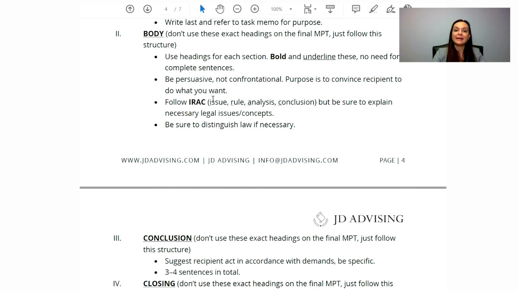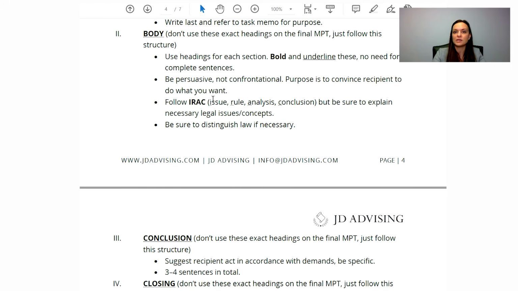Remember that you're writing a demand letter, so your tone matters. Much like with the persuasive brief, your job is to be just that, persuasive. You're trying to convince the reader to do what you want. For instance, in a brief, you're trying to convince the judge to do what you want. Here in your demand letter, you're trying to convince that recipient to do what you want.